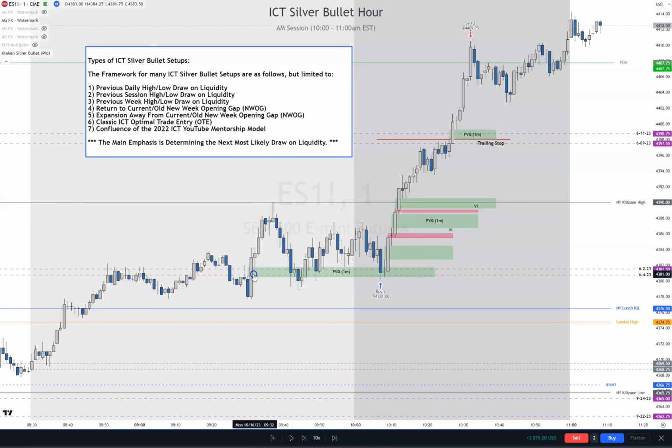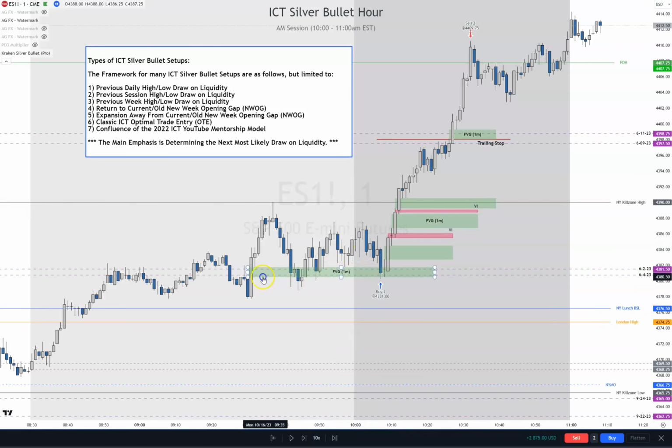So we saw a fair value gap that was sitting right on top of the new week opening gap, and they just kind of hovered here. It's just kind of been respected, right? So the thought process was, where's the nearest liquidity? Well, the nearest liquidity at the open was the New York Killzone high, right? So at that point, that was the closest, easiest target instead of coming all the way down for the New York Killzone low. So that's why we decided, hey, we're going to go long.